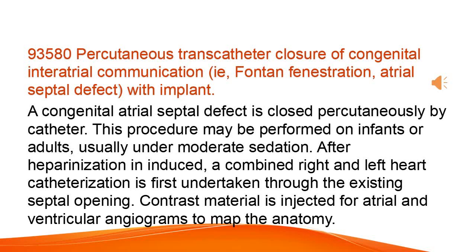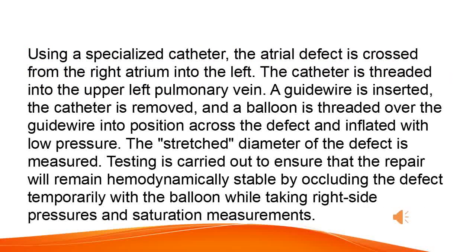After heparinization is induced, a combined right and left heart catheterization is first undertaken through the existing septal opening. Contrast material is injected for atrial and ventricular angiograms to map the anatomy. Using a specialized catheter, the atrial defect is crossed from the right atrium into the left. The catheter is threaded into the upper left pulmonary vein.